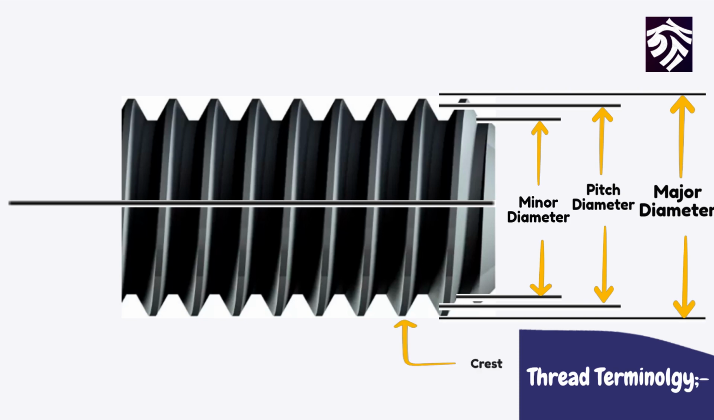Crest. It is the top portion of the surface of a thread, either flat or rounded, which joins the sides of the same threads. Root. It is the bottom portion of the surface of a thread, either flat or rounded, which joins the sides of the adjacent threads. Flat crest. It is the flat portion of the crest.